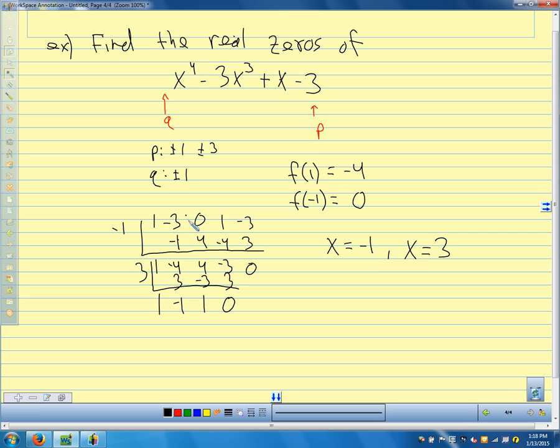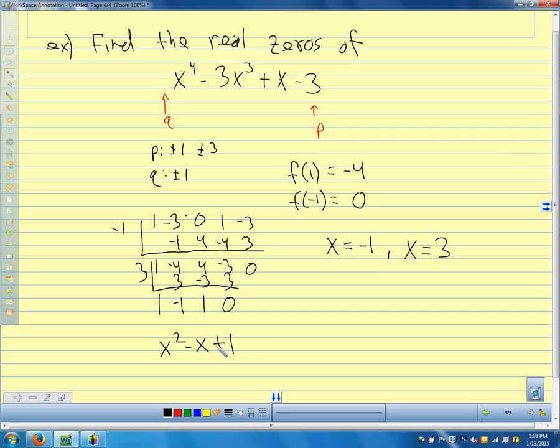So I started with a 4th degree, ended up with a 3rd degree polynomial. Now I have a quadratic. So I have x squared minus x plus 1. Can we factor this? How do we want to factor this? x minus 1. Does it work?